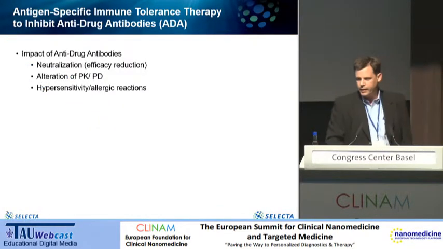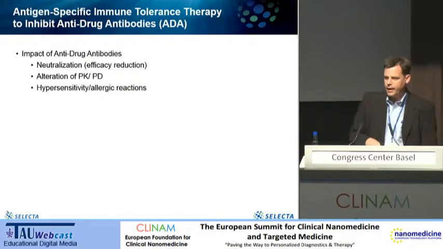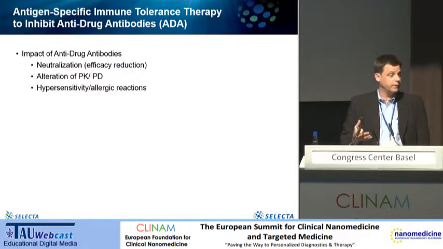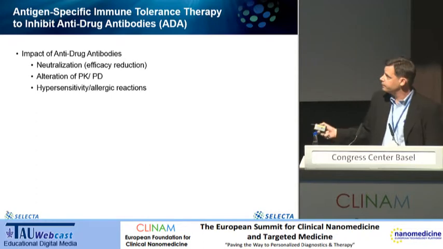So let's talk about anti-drug antibodies. The impact of anti-drug antibodies is very big. It neutralizes, so you have no efficacy, and the next time you get it, it doesn't work. You can get alteration of the PK, so it might not neutralize it, but it changes what the PK curve looks like, which actually can change the efficacy and make it not work. And there's a number of hypersensitive allergic reactions, including anaphylaxis, that you can get to these biologics. And these are all well documented in the literature.